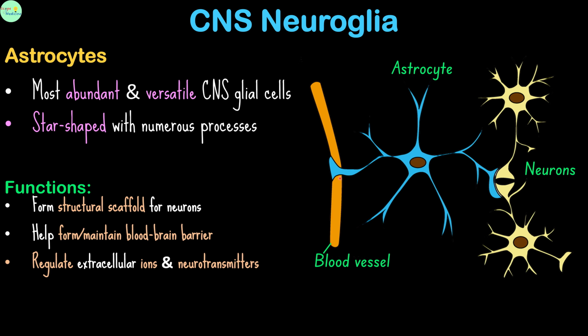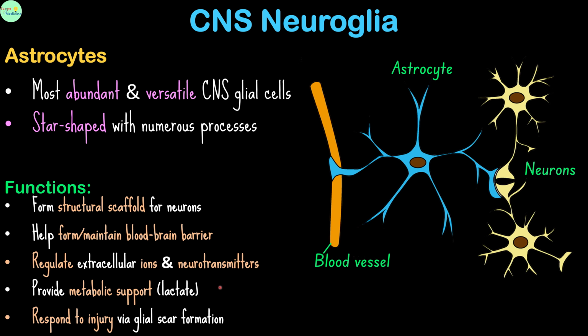They are master regulators of the extracellular environment, actively mopping up excess potassium ions and neurotransmitters like glutamate after synaptic transmission to prevent neuronal overexcitation. Astrocytes also provide direct metabolic support to neurons, supplying them with energy substrates like lactate. Furthermore, in response to injury, astrocytes proliferate and form dense glial scars, a process that can both seal off damaged areas and unfortunately impede regeneration.